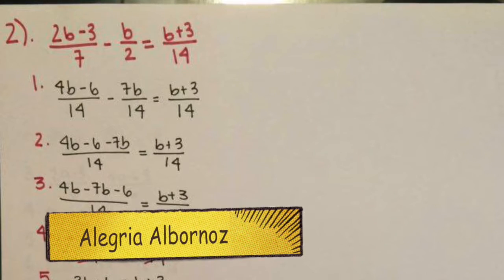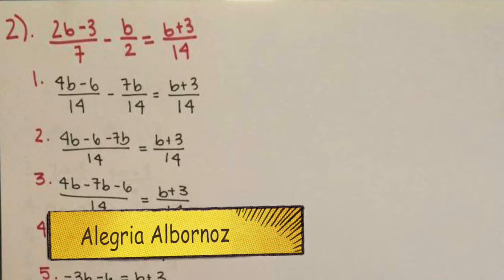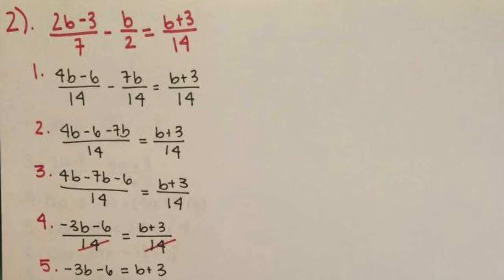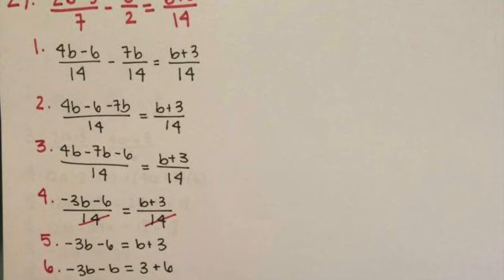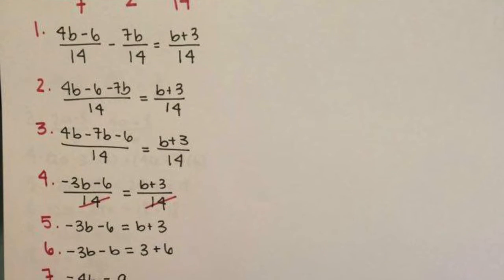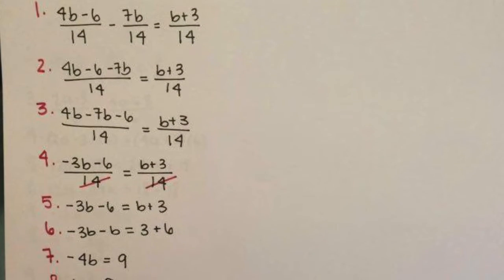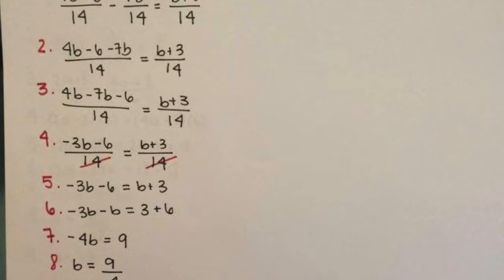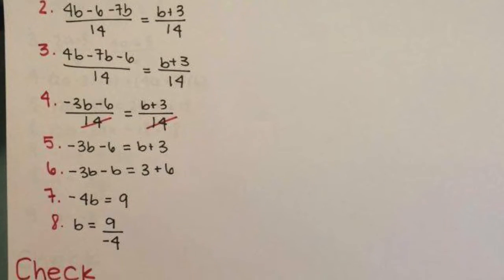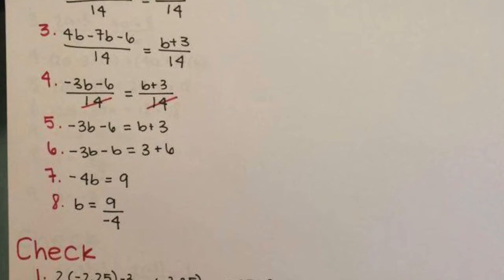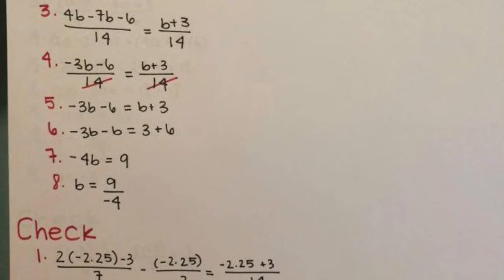The equation is 2b minus 3 over 7 minus b over 2 equals b plus 3 over 14. For step 1, find the common denominator to subtract. Step 2. Multiply the numerator times the factor that completes the total denominator. Step 3. Then subtract the two expressions.